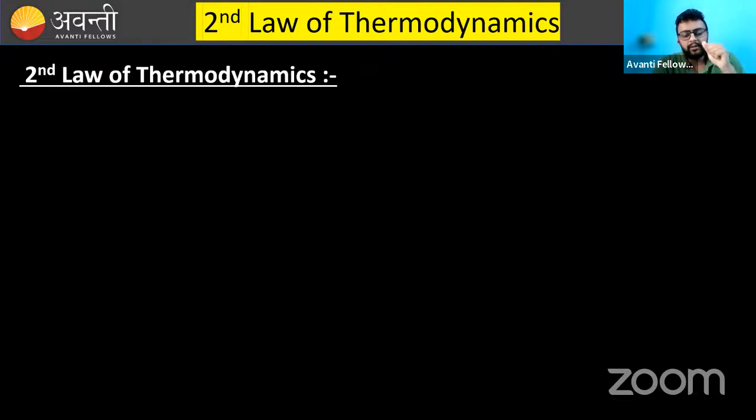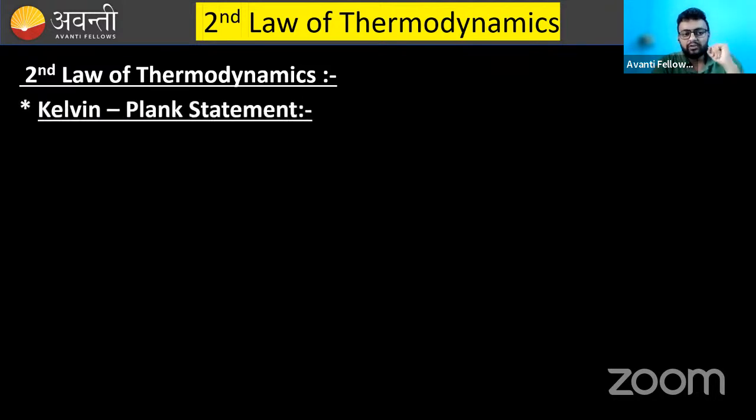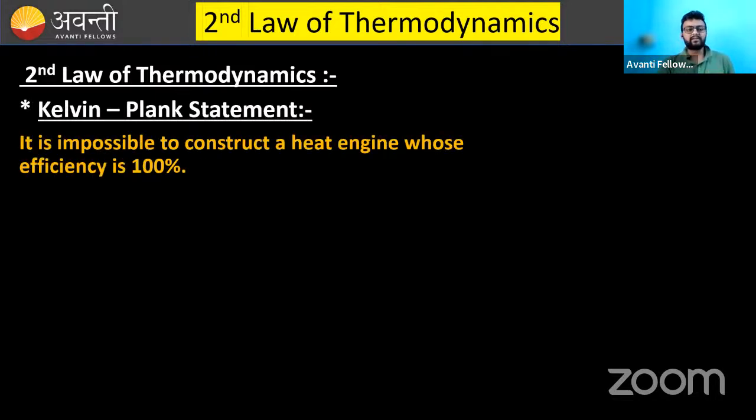What is the second law of thermodynamics? There are two statements. What are the two statements? One is the Kelvin-Planck statement. The statement is: it is impossible to construct a heat engine whose efficiency is 100%. This is a very simple and fundamental statement. It is impossible to construct a heat engine whose efficiency is 100%. Clear? Why are they claiming so? You can check that as well.